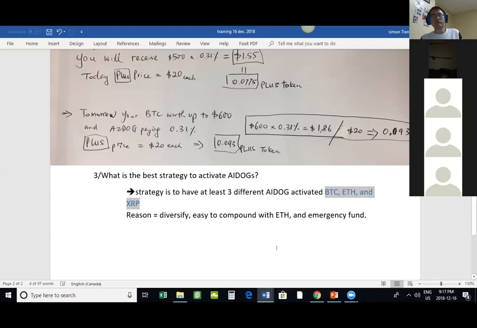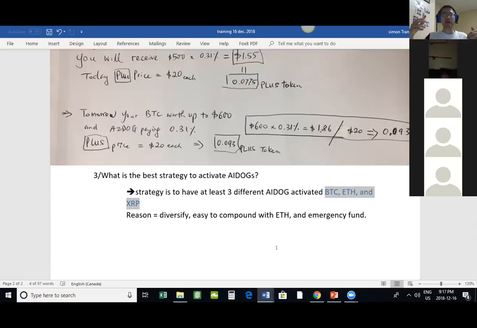Why? The first reason is diversification, right? You hold 3 different cryptocurrencies. So if one goes up and the other 2 go down, you still balance. So your performance every single day will be more steady, not dependent on one cryptocurrency, right? And also because these 3 cryptocurrencies are the top 3 in the market. So the top 3 is more stable and more sustainable.